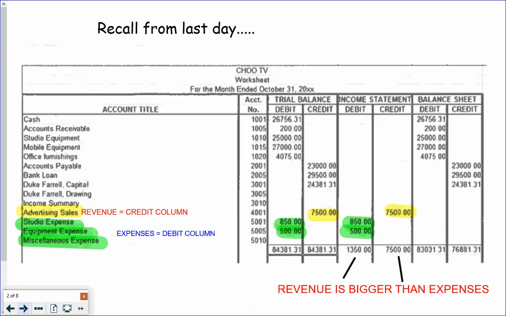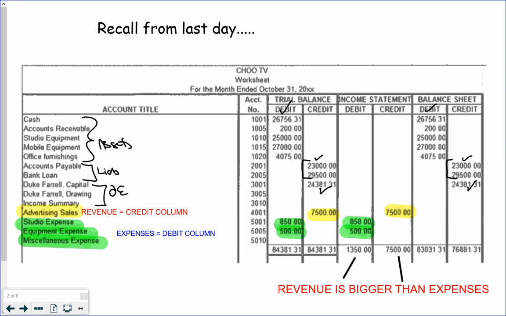So here's what we developed last week. Again, we've got our assets here. Assets are in the debit column of the trial balance and the debit column of the balance sheet. Liabilities are in the credit column of the trial balance and the credit column of the balance sheet. Your owner's equity, so there's capital, drawings, and income summary. Income summary we haven't messed with yet. That's what's coming next. So capital and drawings, we only have a capital here. Again, credit on the balance sheet and credit on the trial balance.